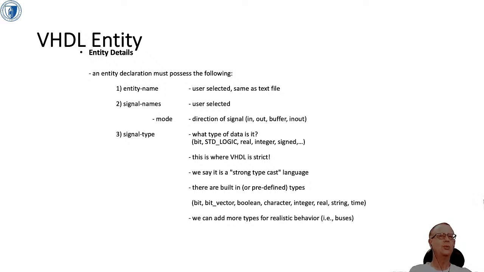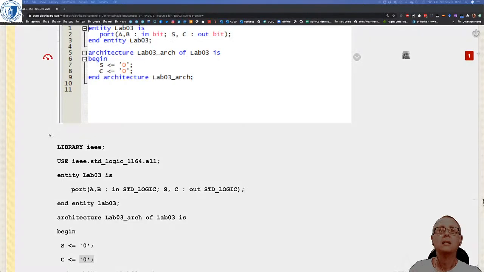You need signal names, right? Then you have the mode, whether it's an input, an output, a buffer, or in-out, and then the signal type, right? So let's just quickly go back to my VHDL and look at those entity name, signal names, and signal types. Right, so here's the signal name, A, here's the direction, and here's the signal type.